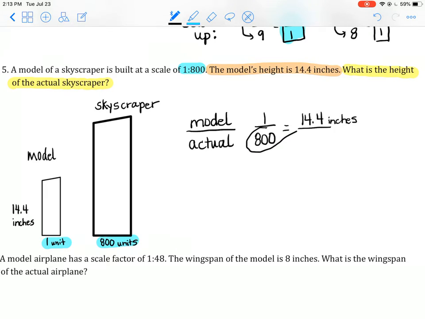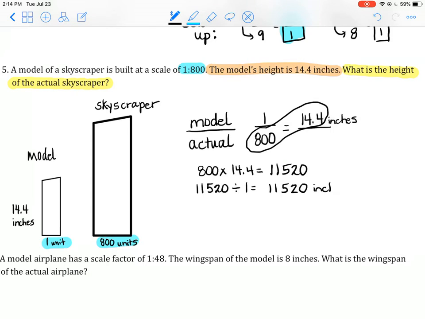So if I solve this proportion, I need to use the correct language. I have 800 times 14.4, and I can't possibly do this in my head. If you can, you're awesome. And then I'm going to divide that by 1 because that's the proper thing to do, but it is not going to change anything. So that tells me that the skyscraper is this many inches tall. Which is fine. That's a perfectly good answer.